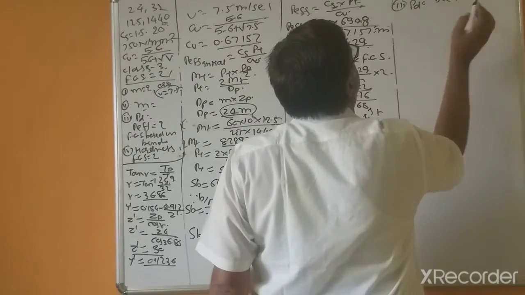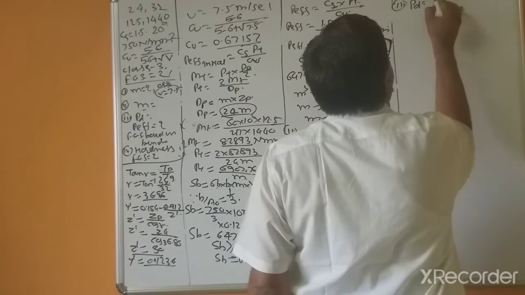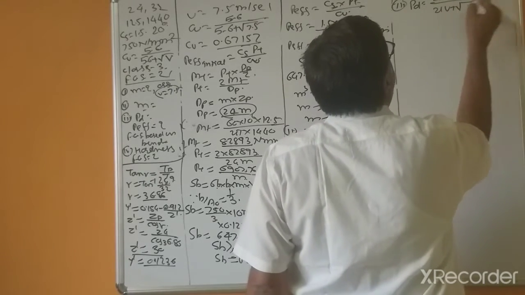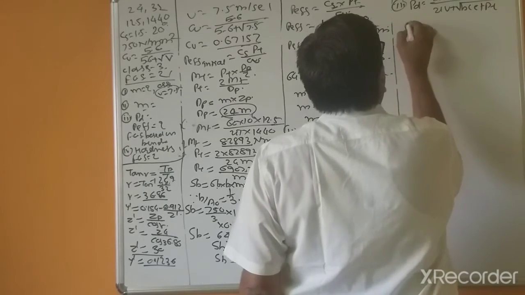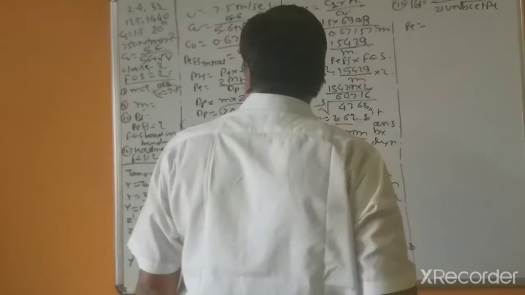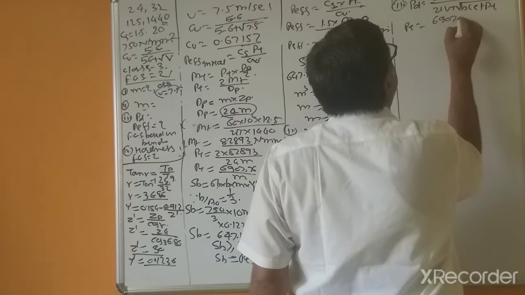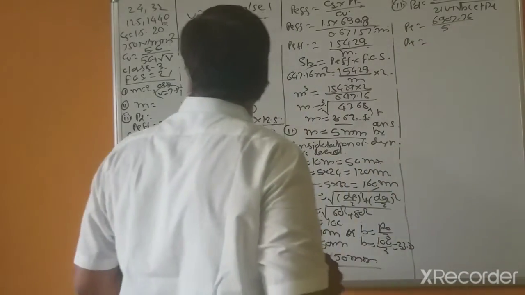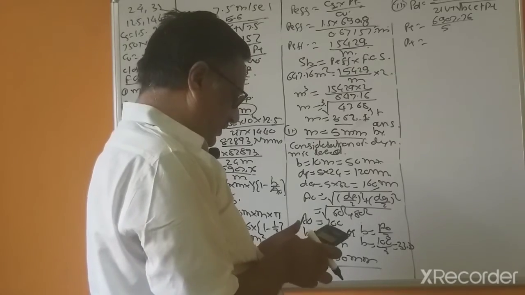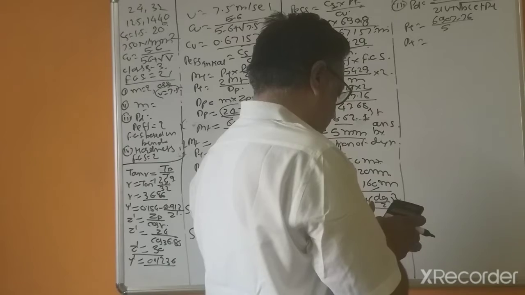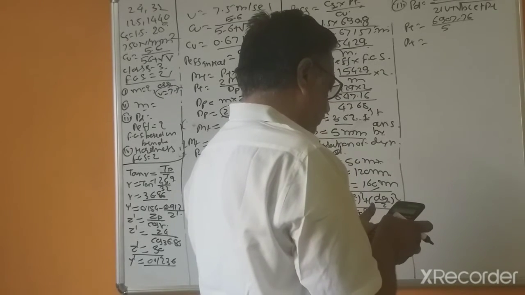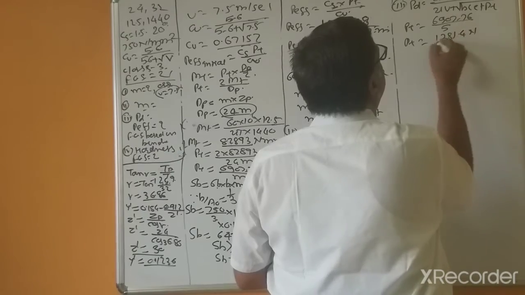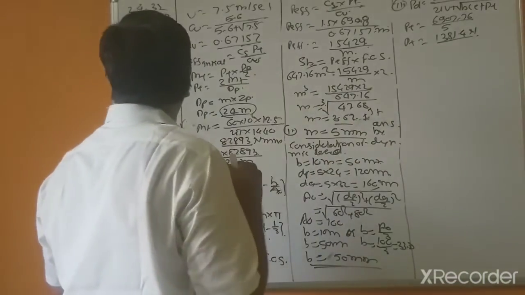Dynamic load equal to PT plus 21V into (bC plus PT). So first we'll calculate PT equal to 6907.76 divided by 5, static load equal to 6907.76 divided by 5, this is equal to 1381.4 newton. All right, so what are the next steps?